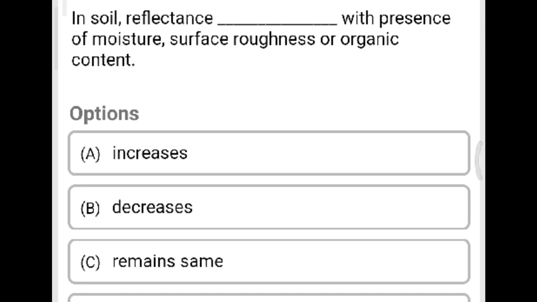Next question, in soil reflectance dash with presence of moisture, surface roughness or organic content. Option A increases, option B decreases, option C remains same, option D none of the above. The correct answer is option B decreases. We already know the transmittance of the soil, so transmittance of the energy of the soil is very less. So in the soil reflectance decreases with the presence of moisture.